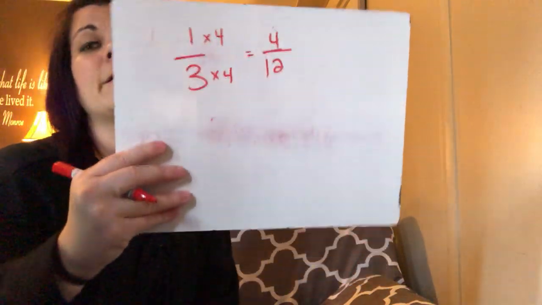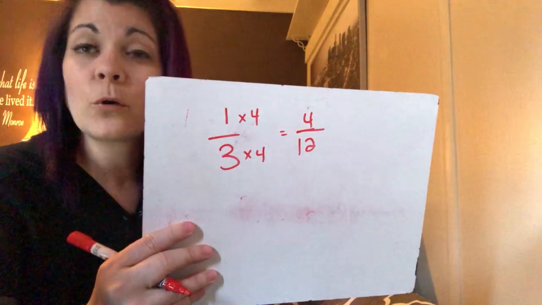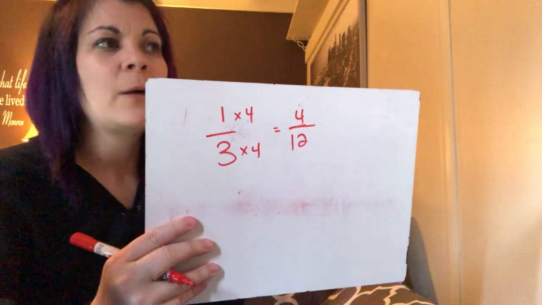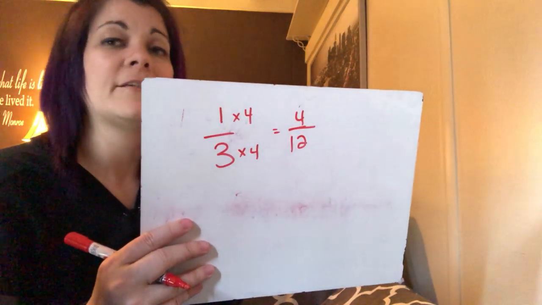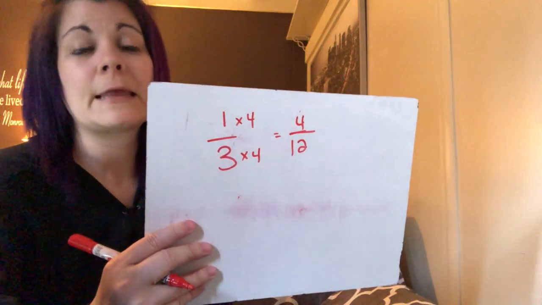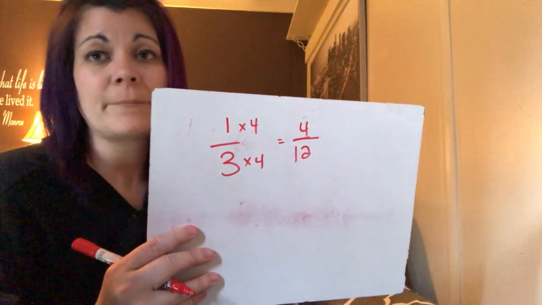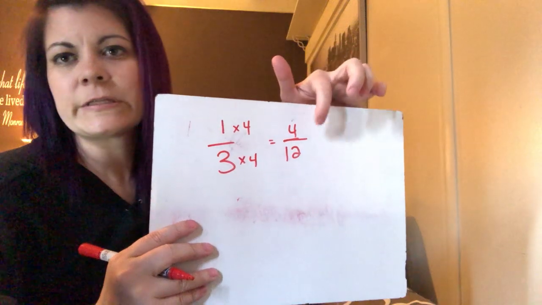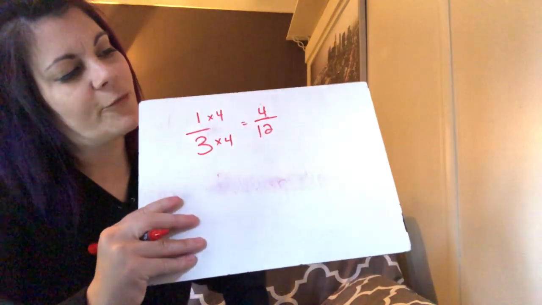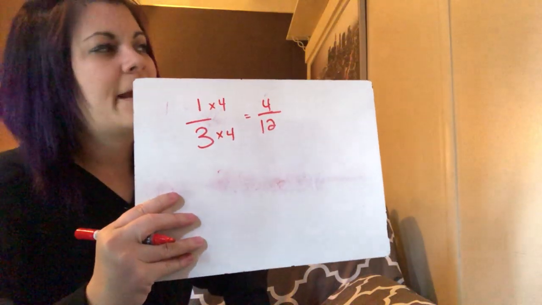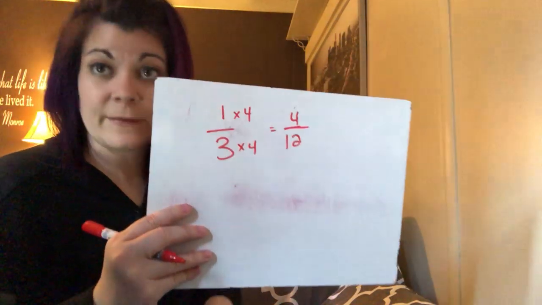So 1/3 and 4/12 are what you call equivalent fractions. They're equal. If I eat one slice of a pizza split into 3 pieces, or if I eat 4 slices of a pizza split into 12 pieces, I'm eating the exact same amount of pizza. My pieces are just a little smaller here, so that's why I'm eating 4 pieces, okay, because they're split into 12, okay? But I can do this with anything.